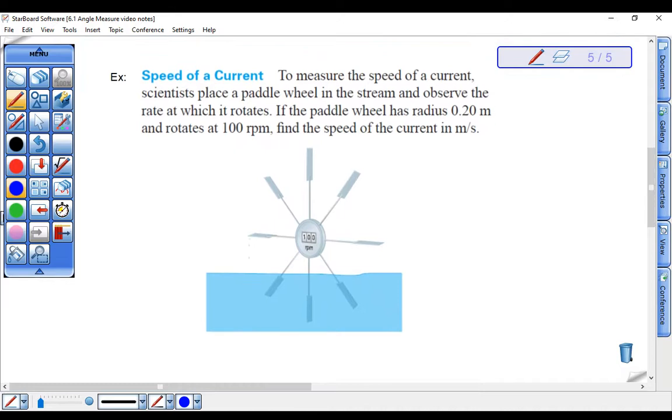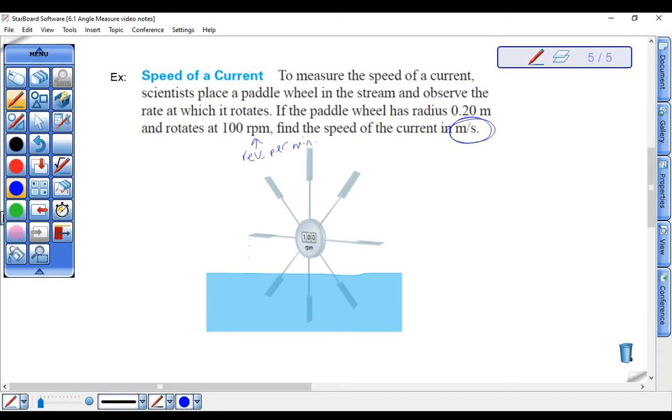All right, so let's do an example, and this is an example that comes in your book. To measure the speed of a current, scientists place a paddle wheel in the stream and observe the rate at which it rotates. So you put a wheel in a stream and observe how quickly it rotates. If the paddle wheel has a radius of 0.2 meters and rotates 100 revolutions per minute, RPM is revolutions per minute, right? Find the speed of the current in, this is important, meters per second.